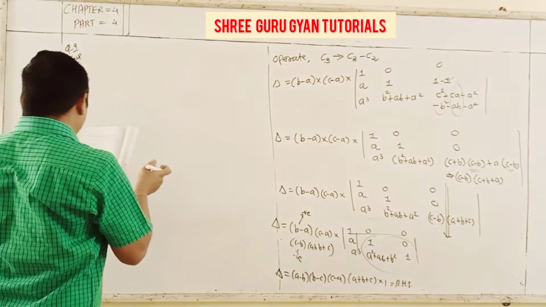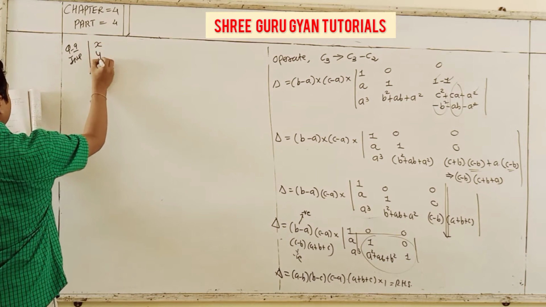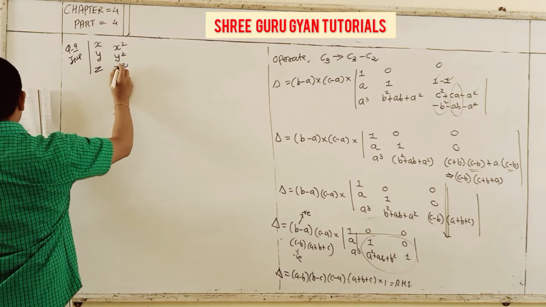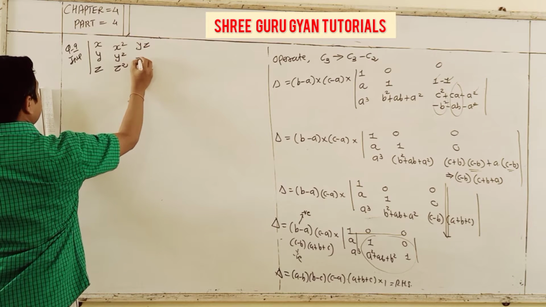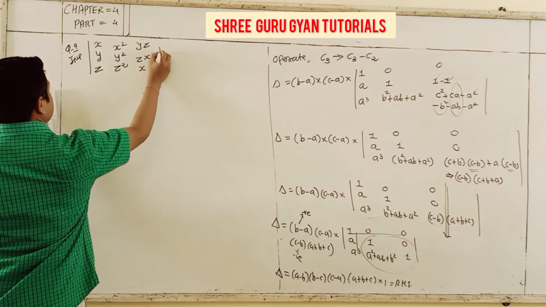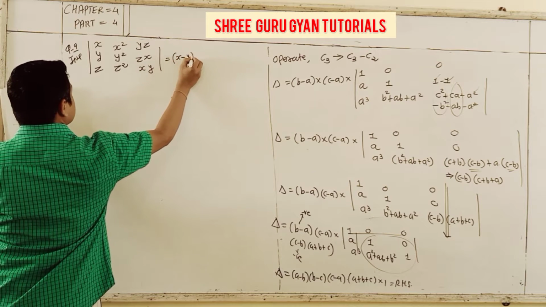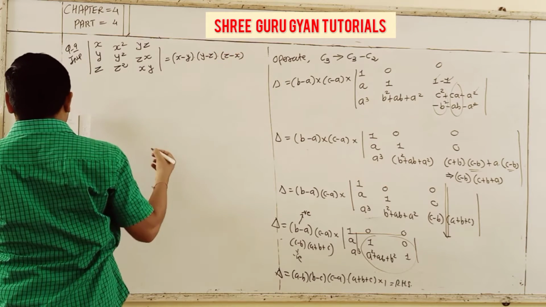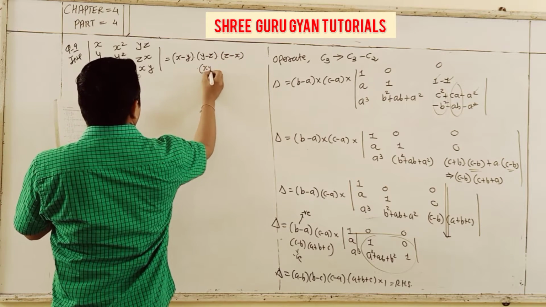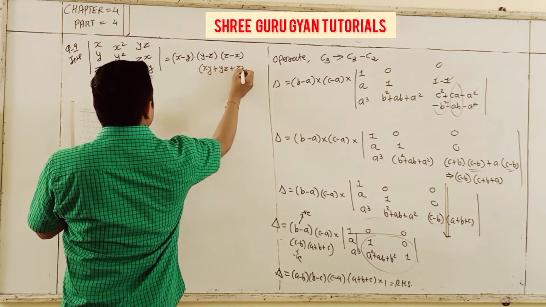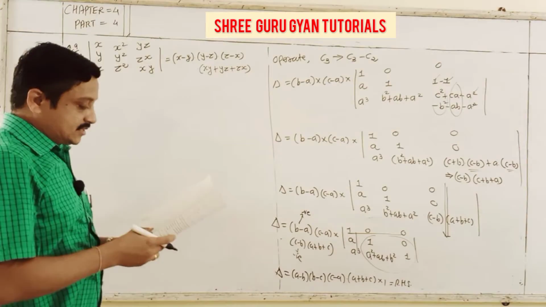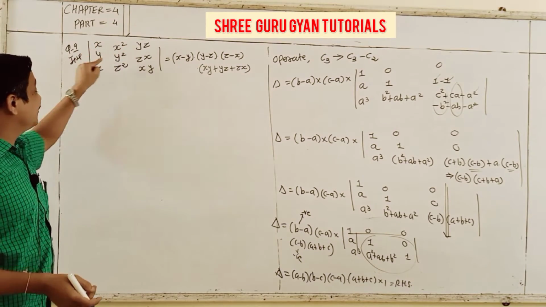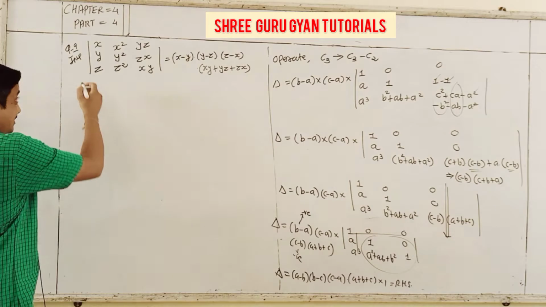The question is to prove that the determinant with rows x, x square, yz; y, y square, zx; z, z square, xy equals (x minus y)(y minus z)(z minus x)(xy plus yz plus zx). Very easy. Now you will start by taking a common factor. There is no common factor available, so I will decide it.